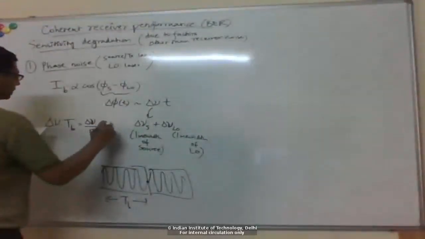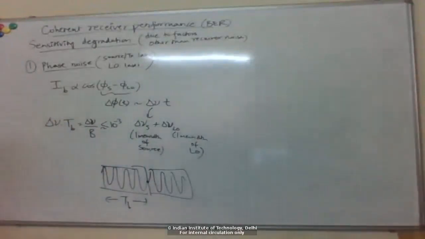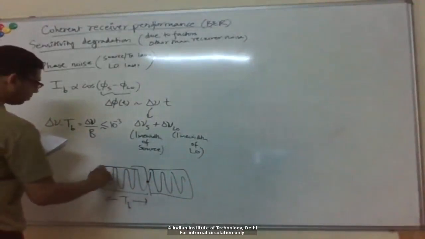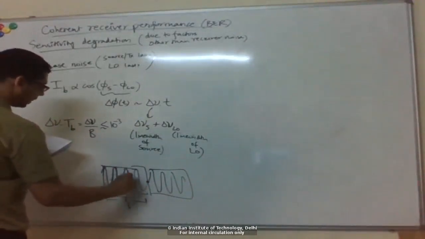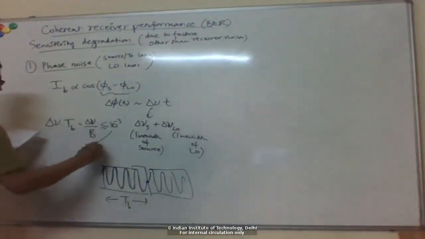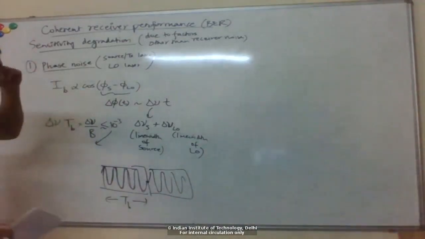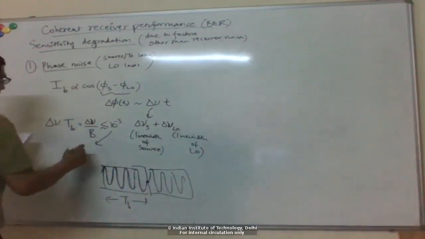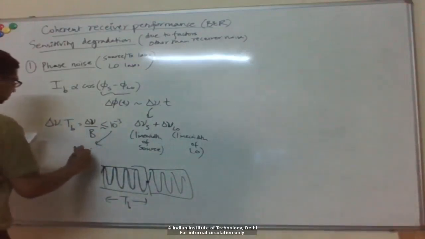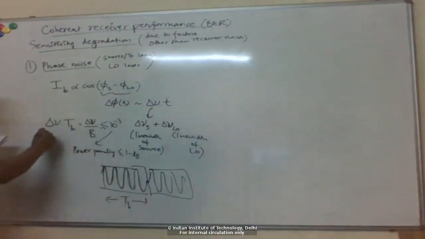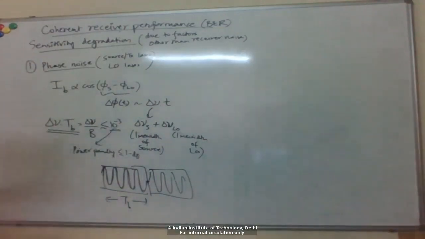Typically, as a figure of merit, this is kept below 10 to the minus 3. So if the phase drift is below 10 to the minus 3 radians, then I can measure the phase precisely. Again, we're not going into the detailed calculations, but from this phase drift you can calculate a power penalty, and to keep the power penalty below 1 dB, as is typically required, you want this phase drift in a bit period to be below 10 to the minus 3.